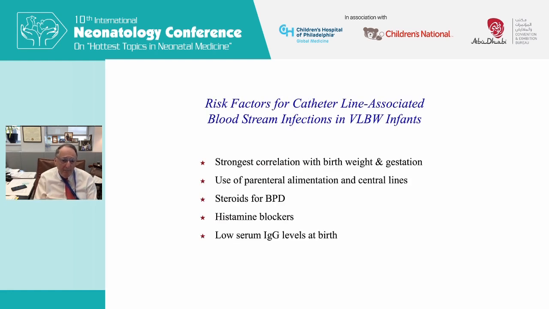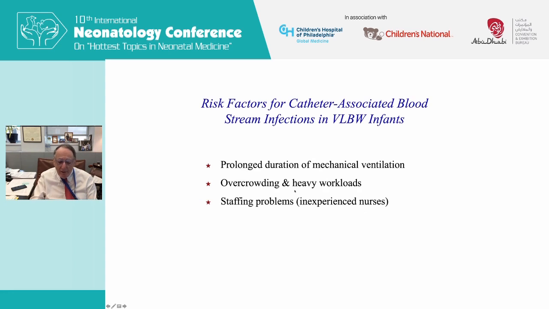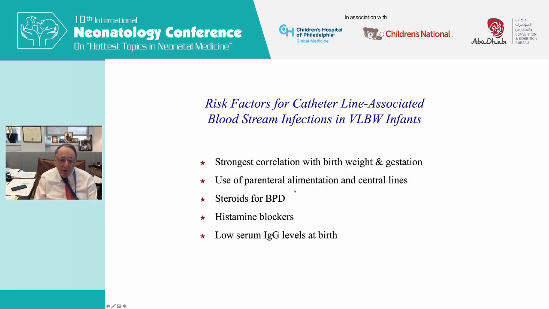This is a list of the risk factors for central line associated bloodstream infections based on a number of publications from around the world. And they're pretty similar in that the strongest risk factor is birth weight and gestation. The tiniest babies, ELBW babies or micropreemies, have the highest risk of infection. Pretty obviously, they have the most problems with their immune system. They also have the most invasive monitoring and are at the greatest risk of a healthcare-associated infection.